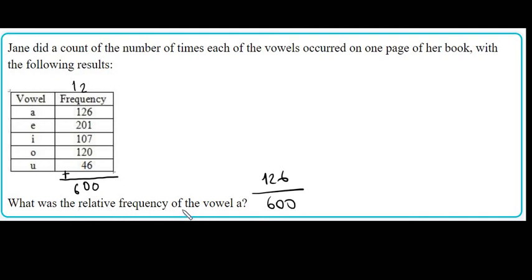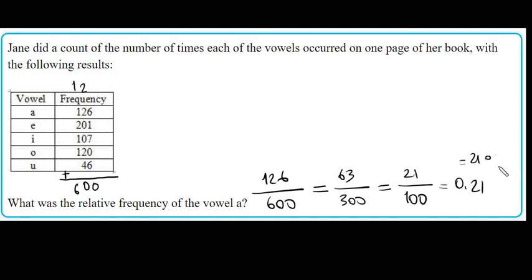So the relative frequency of the vowel A will be 126 over 600. You can divide by 2 first: 63 over 300. Now both of them are divisible by 3. 63 divided by 3 is 21, over 300 divided by 3 is 100. So we can also write 0.21, or we can also write 21%, as our answer. For example, if the question is the relative frequency or experimental probability of I, it's going to be 107 over 600.